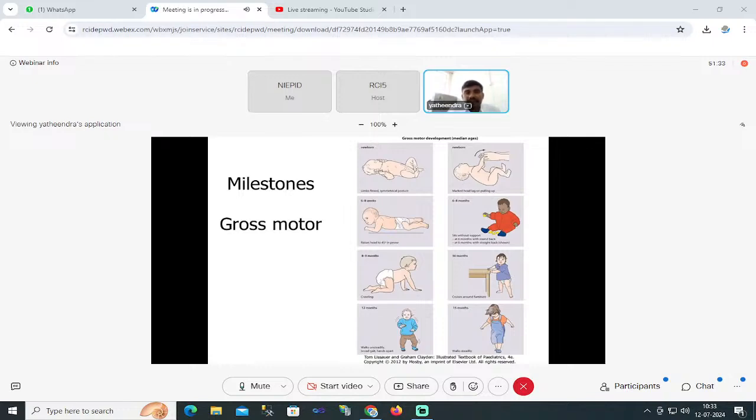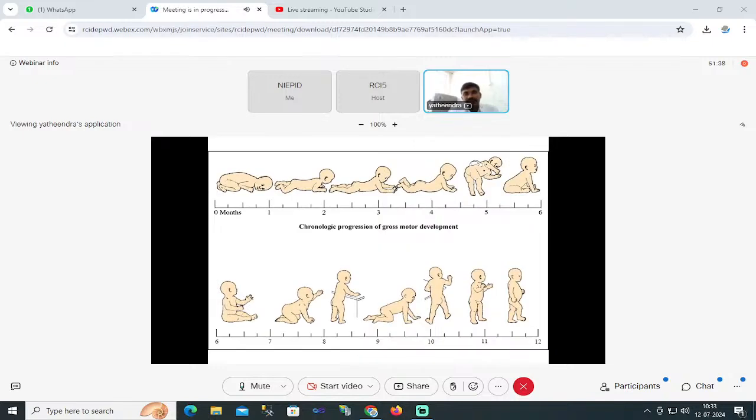So these are the gross motor milestones. You can see this again with the pictorial representation. 0 months, 1 to 2 months, 0 to 3 months, you can see complete head raising. Now in 4 months and 5 months, the baby is able to turn. Then at 6 months, able to sit and do reaching activities, then able to stand, then crawling, standing with support, then independent walking.